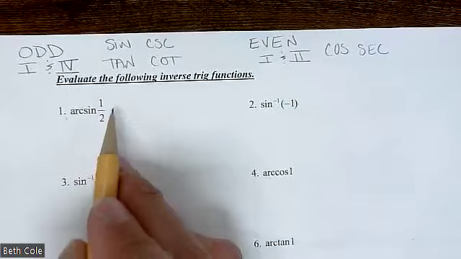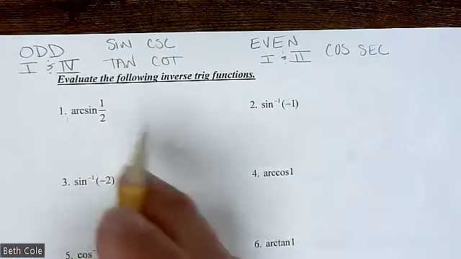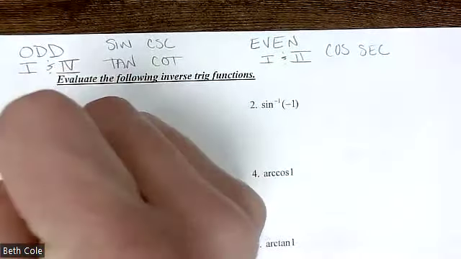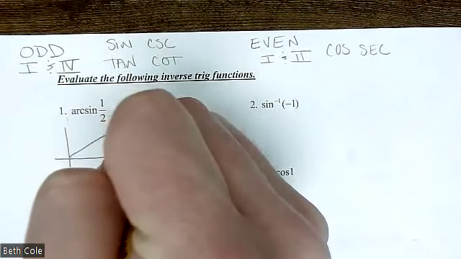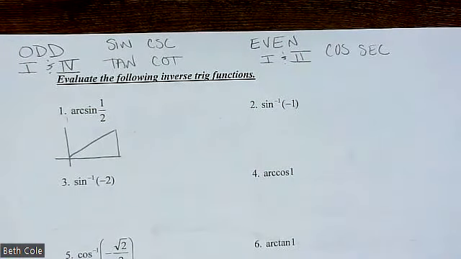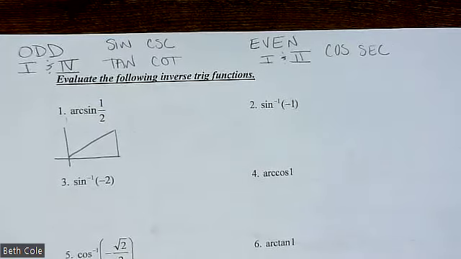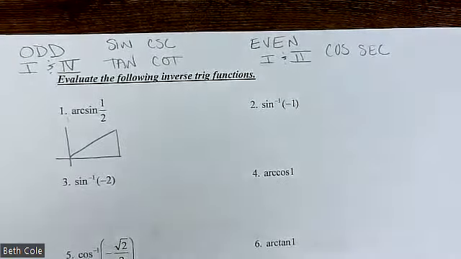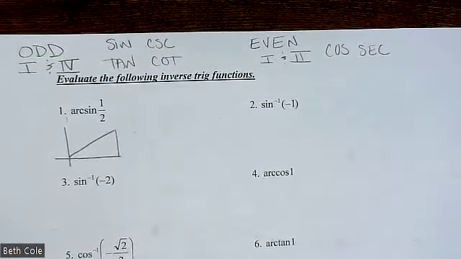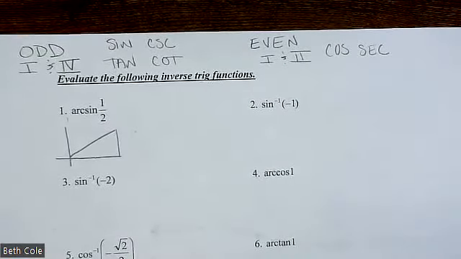So do you see how this is positive? What quadrant are we in? 1. Draw a triangle in quadrant 1. Do you remember how drawing and labeling a triangle is your work? Same thing now, we're just doing it backwards. Instead of having the angle and getting the sides, you have the sides and you're getting the angle. It's not any different. You're just doing it backwards.